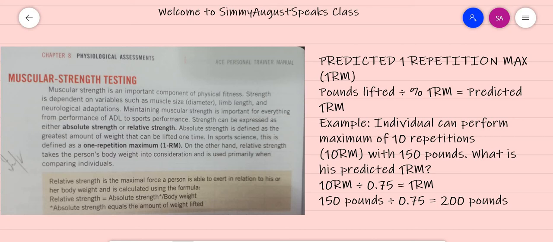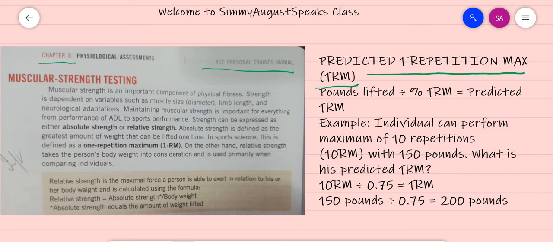Hello friends, so today we are going to understand how to calculate predicted 1 repetition max, 1 RM. Before we find out how to calculate, it is necessary to understand what is 1 repetition maximum. Strength, as you know, is covered in chapter 8 of the 5th edition of the ACE Personal Trainer Manual. Irrespective of the edition you are using, the definition remains the same.